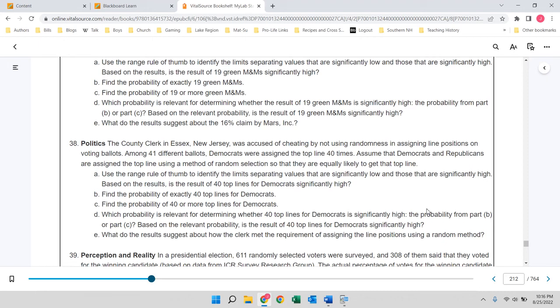So the county clerk in Essex, New Jersey was accused of cheating by not using randomness in assigning line positions on voting ballots. Among 41 different ballots, Democrats were assigned the top line 40 times. Assume that Democrats and Republicans are assigned the top lines using a method of random selection, so they're equally likely to get that top line. Okay, we're asked to use the range rule of thumb to identify the separating values that are significantly low and those are high. Based on those results, is the result of 40 significantly high?